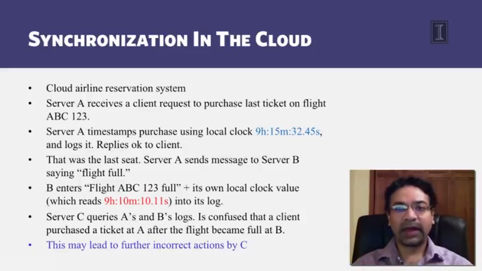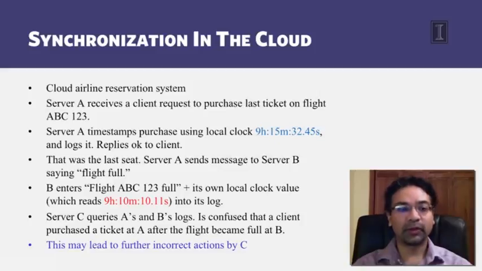Now, that was the very last seat, so the flight is now full. So A sends a message to server B saying the flight is full. B enters the information that this particular flight is full into its log along with its own local clock value, which happens to read 9 hours, 10 minutes, 10.11 seconds. Notice that this is different from server A's time because, after all, the two servers are not synchronized in terms of their clocks. Now, server C, a third server, comes along and queries A's and B's logs, and it finds that A has purchased a ticket on behalf of a client at 9:15, while the flight actually was full at 9:10. And this confuses C, and this may lead C to take actions that are in fact incorrect.